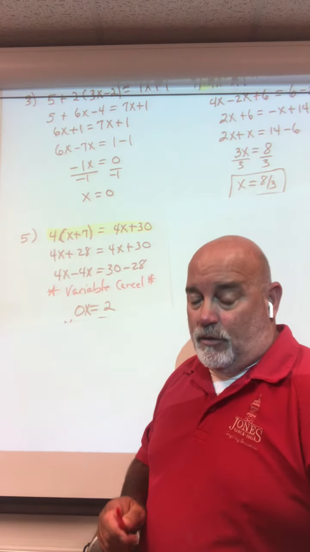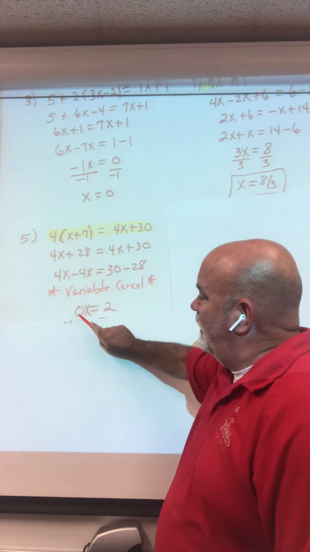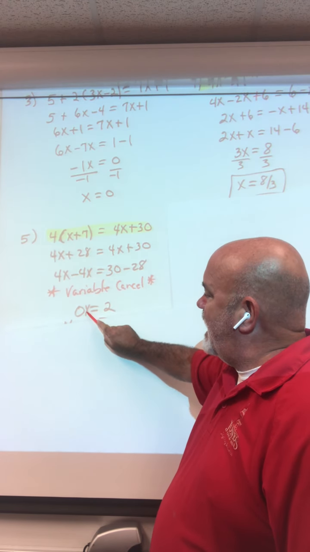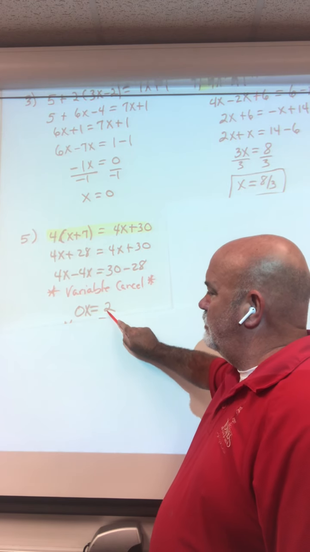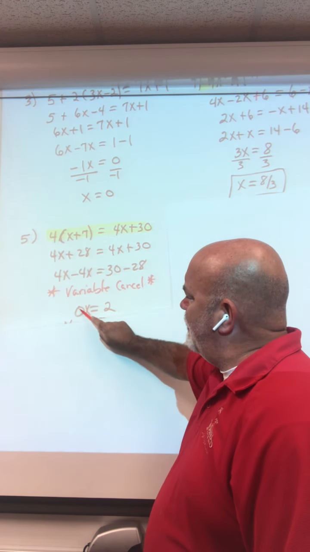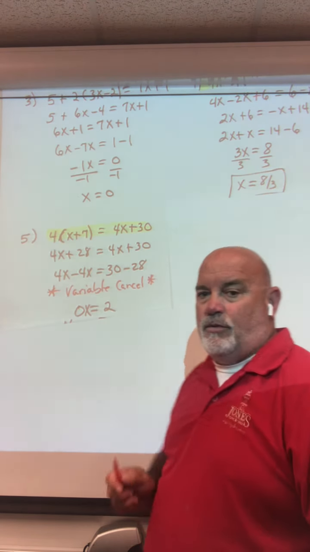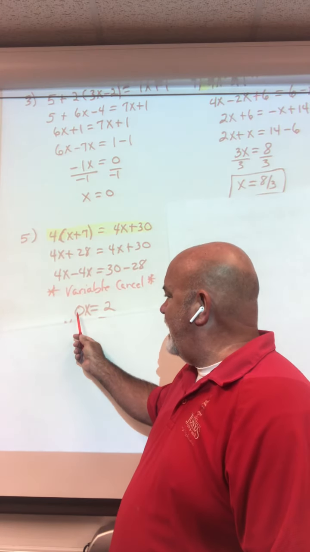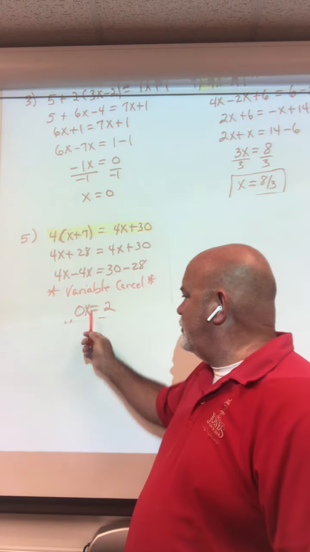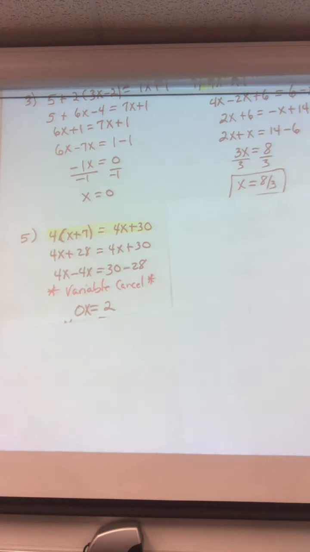So how do we tell? Here's what you do. I want to read this out loud. Look at what this says. 0 times what is 2? Can you take 0 times anything and ever get 2? No. You can't take 0 times something and get 2. There's nothing that will make that work. This problem has no solution.